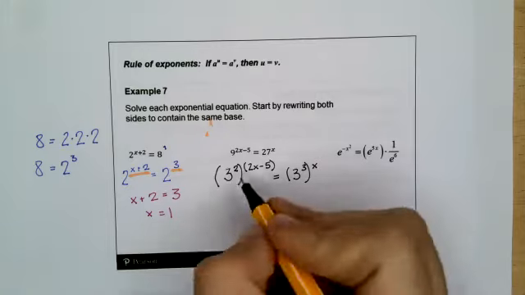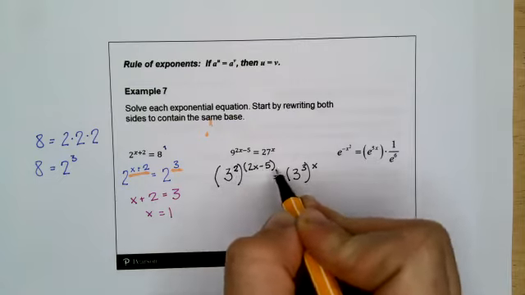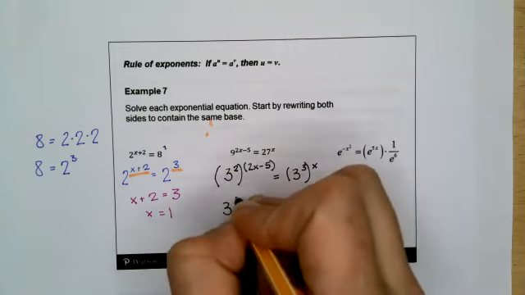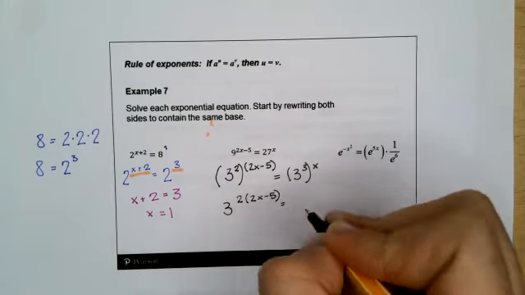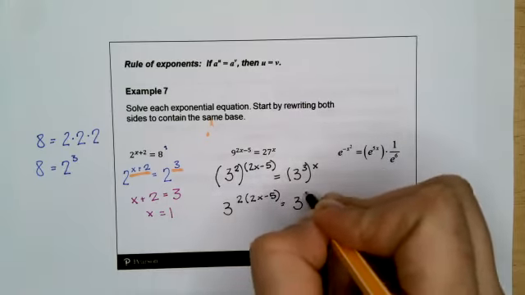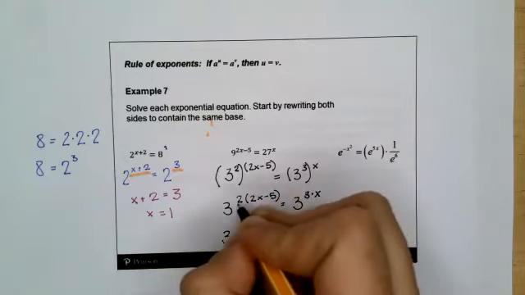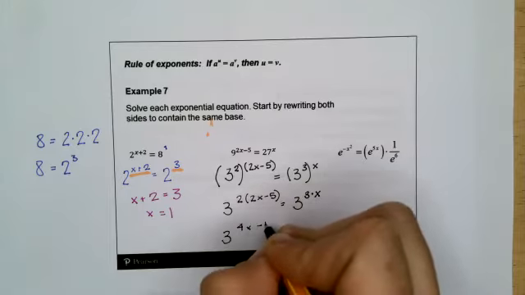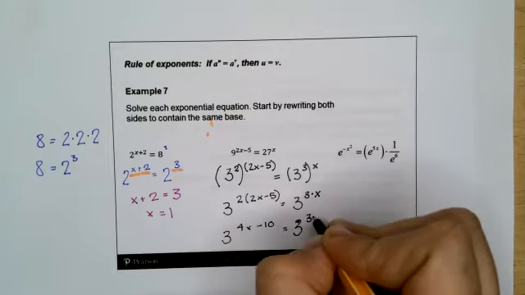Good. Now we're just multiplying exponents. We're raising this 2 to the power of 2x minus 5. So following the rule of exponents, we're going to multiply that 2 times 2x minus 5. Good. And here we're going to take the second 3, the exponent 3, and multiply it by x. So what we're going to get is 3 to the power of, distribute the 2, 2 times 2x is 4x. 2 times negative 5 is a negative 10. Oops. 3 to the power of 3x.